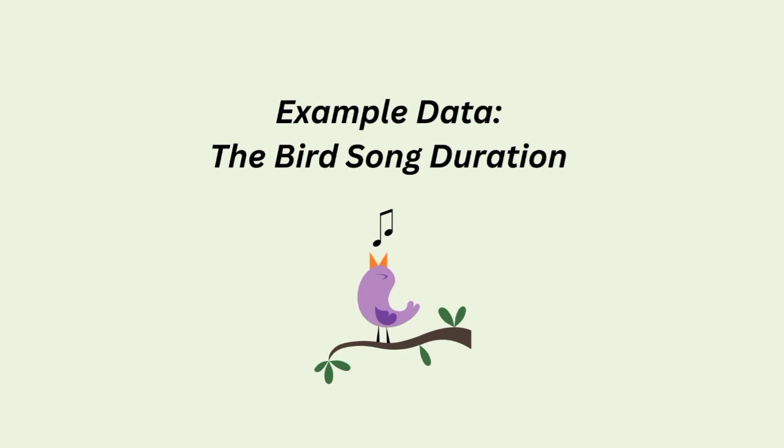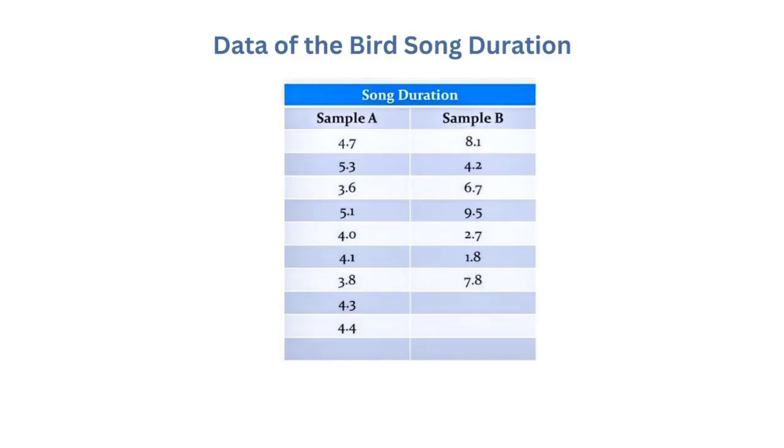So our example here is the bird song duration. Here is the list of the data of the bird song duration. We have here sample A and sample B. For the sample A, we have here 4.7, 5.3, down to 4.4. For the sample B, we have here 8.1, 4.2, down to 7.8.